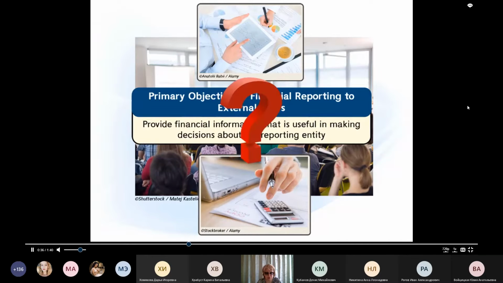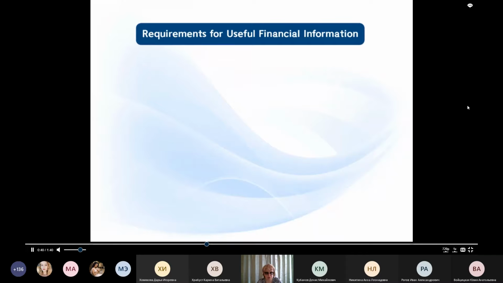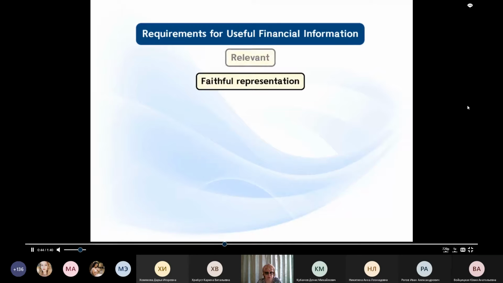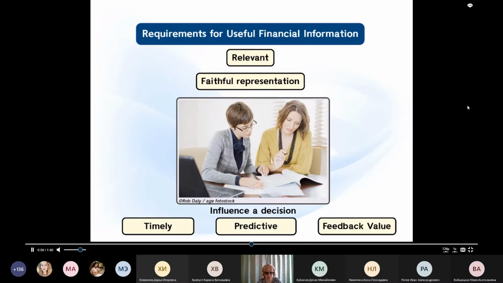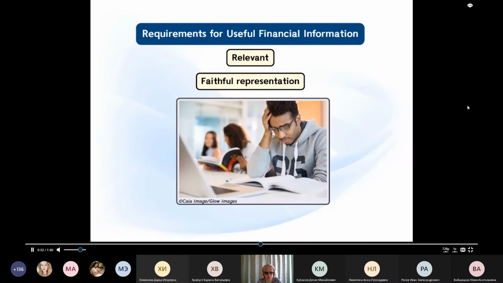What do we mean when we say that information should be useful? For accounting information to be useful, it must be relevant and be a faithful representation. Relevant information can influence a decision. It is timely and has predictive and/or feedback value. If you have performed poorly on the weekly quizzes in your Spanish class, you know that you will need to put in more time preparing for the midterm exam in that class.